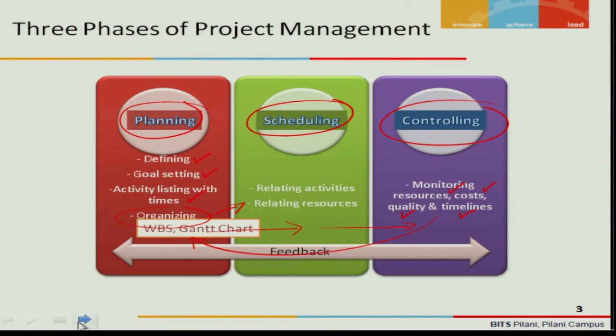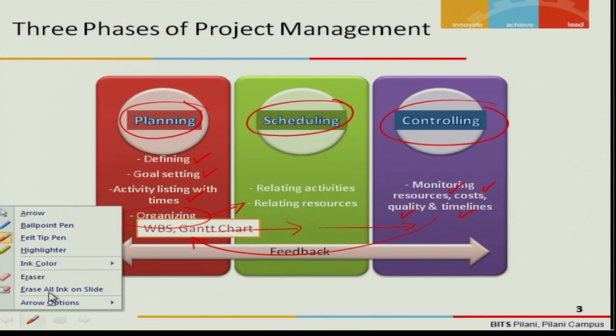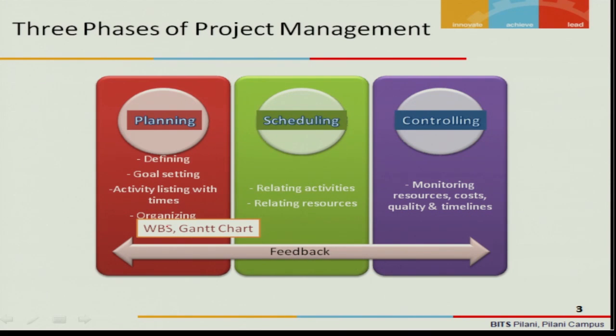We can use several tools and techniques for carrying out these activities. The planning, scheduling, and controlling for each one of them, we can use several project management tools and techniques. Some of them are WBS, which is called Work Breakdown Structure. The second tool is Gantt chart. These two are predominantly used in the planning stage and to an extent in the scheduling stage.